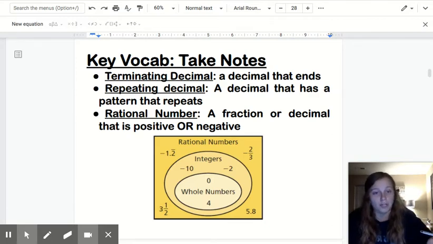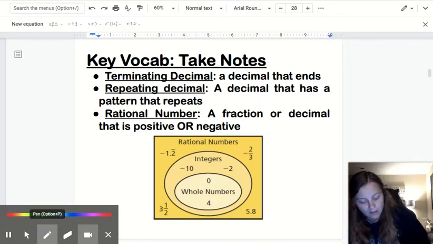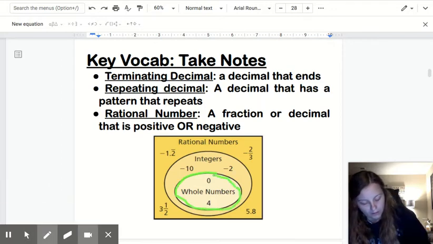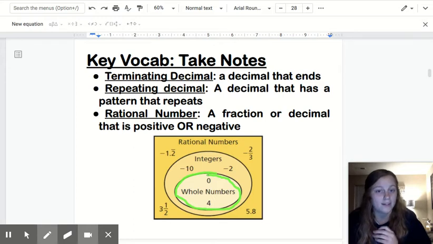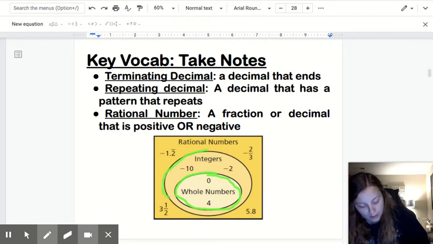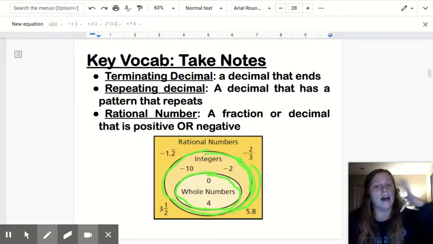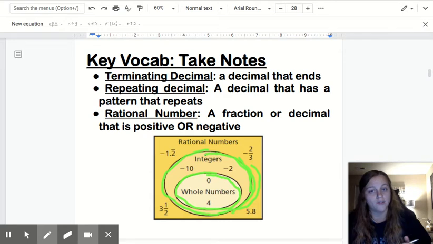So in this chart down here, you can see we start at whole numbers. Those are all positive numbers that are not fractions and not decimals. They're perfectly whole numbers. Then we move on to integers, and that's where we add in negative whole numbers. And then on the outer box, the square on the outer edge, rational numbers, is positive whole numbers, integers, which are whole numbers but negative, and we throw in decimals and fractions. Those are rational numbers.